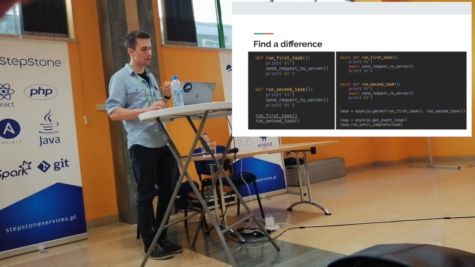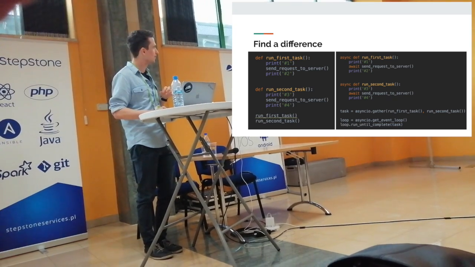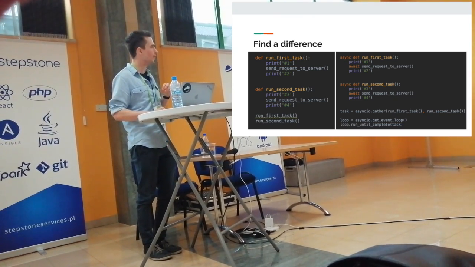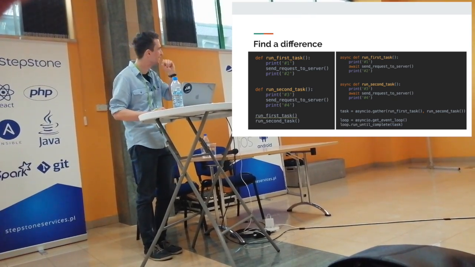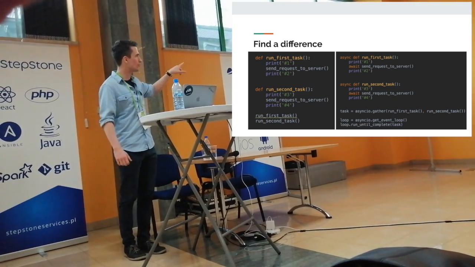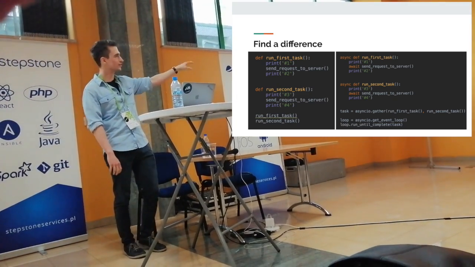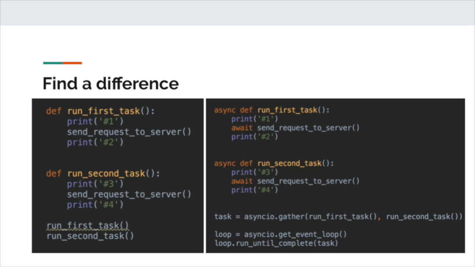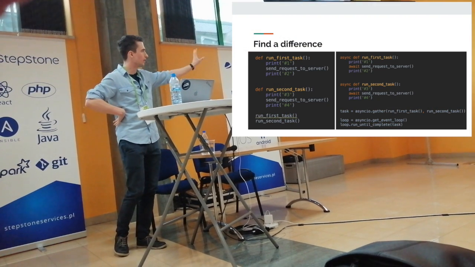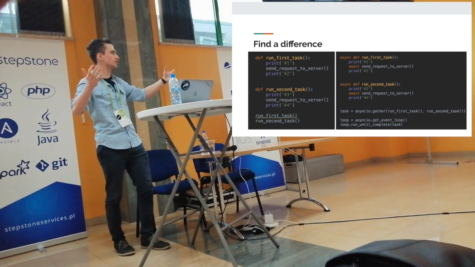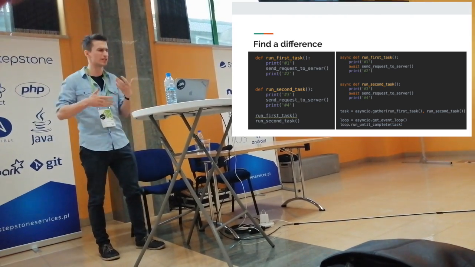But first, maybe some quiz for you. I don't know if you can see it well. Probably some of you. So let's say that we've got two sections of code. One is asynchronous and one is synchronous. And they are printing some stuff to the output. They are printing 4 numbers, 1, 2, 3, 4. And we are running the first task and then running the second task. On the right side, we are also running the first task and the second task, but in some other manner.